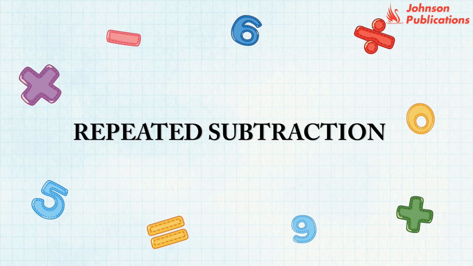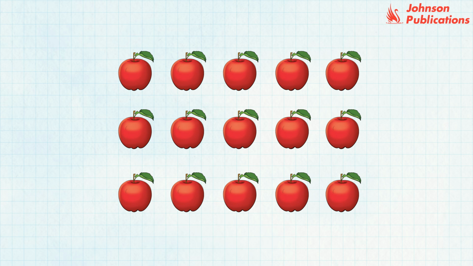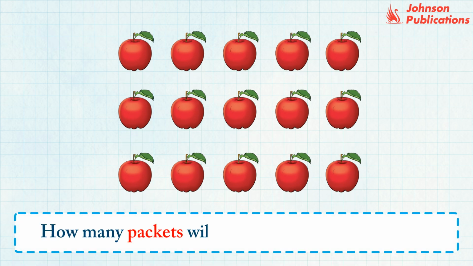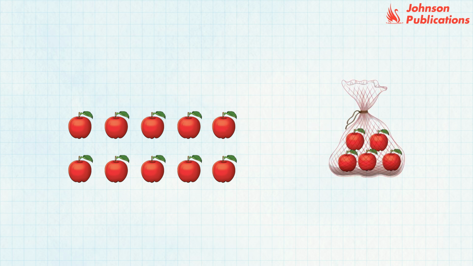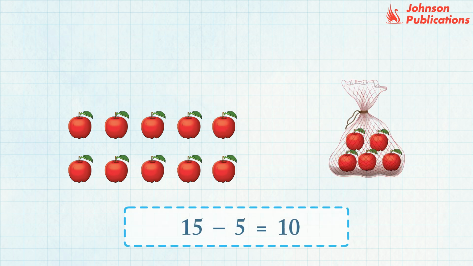Repeated subtraction. Kavita has to sell 15 apples. She decided to make packets with 5 apples in each. How many packets will she need to pack all of them? Kavita has 15 apples. She decides to put 5 apples in a packet. 15 minus 5 is equal to 10. She is left with 10 apples.